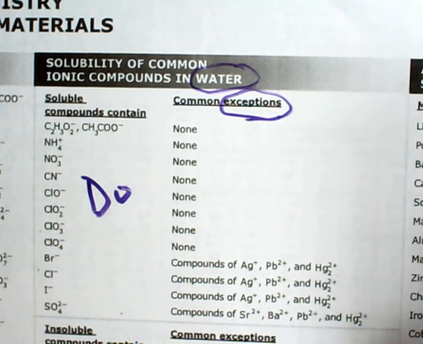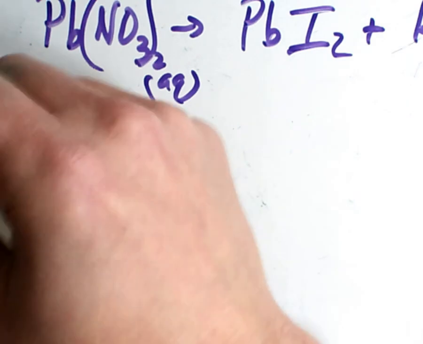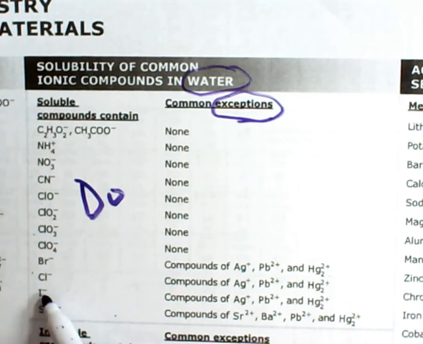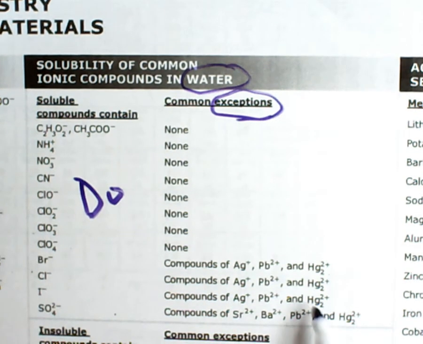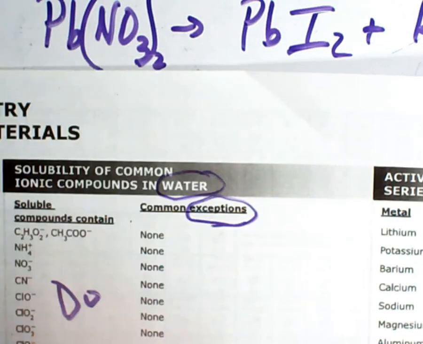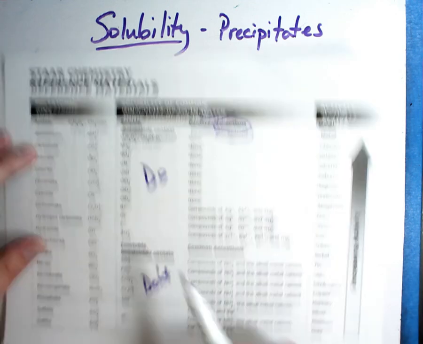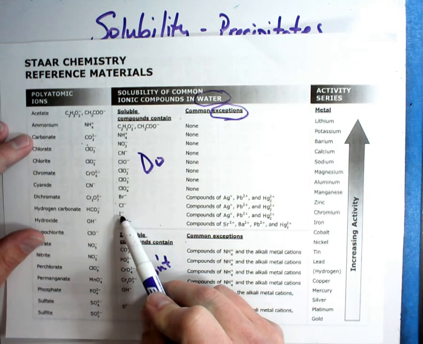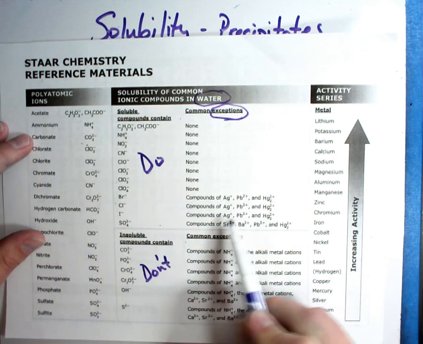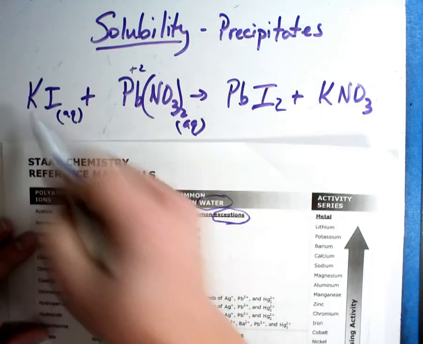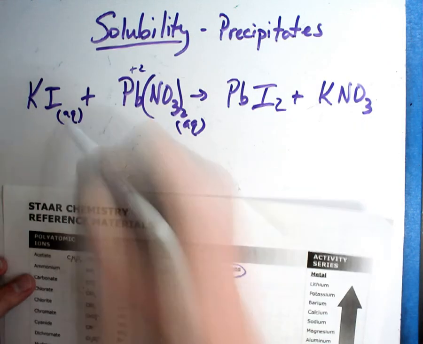Now notice what happened. I had potassium iodide. Looking on the chart, all iodides do dissolve in water except for silver, lead, mercury. That's potassium. So this dissolves in water, so that's why it was clear.